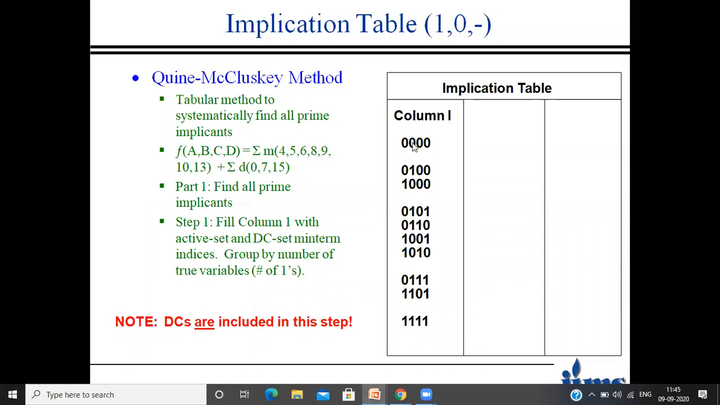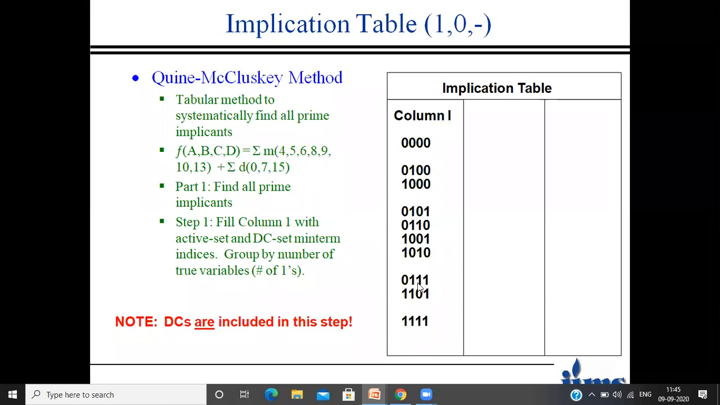So this is your 0, because 0 is don't care. That is the first group. Next is 4. 4 is 0, 1, 0, 0. Then 8, 1, 0, 0, 0. That is the second group. Next group is 0, 1, 0, 1, 5. 0, 1, 1, 0 is 6. 1, 0, 0, 1 is 9. 5, 6, 9. Then 1, 0, 1, 0 is 10. So group 1, group 2, group 3.